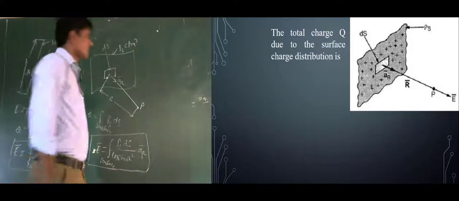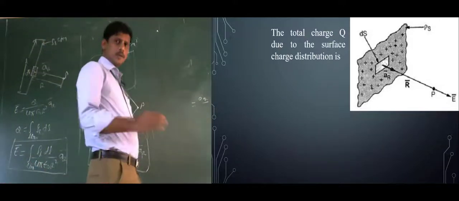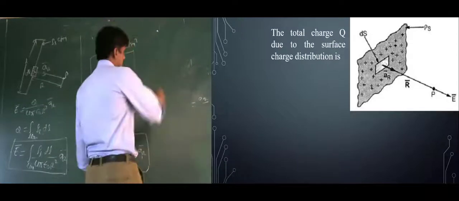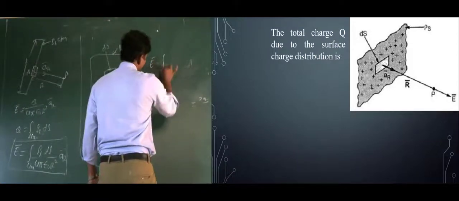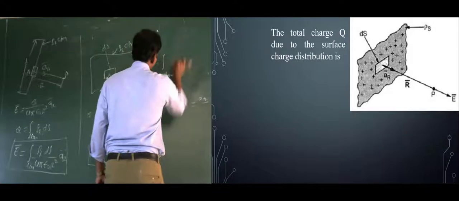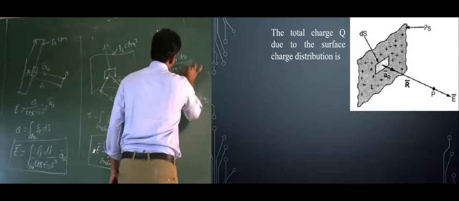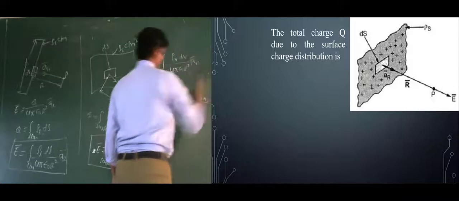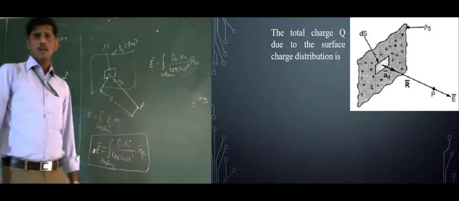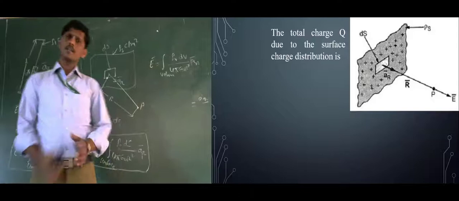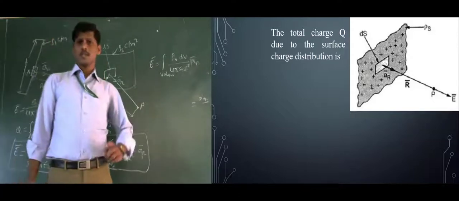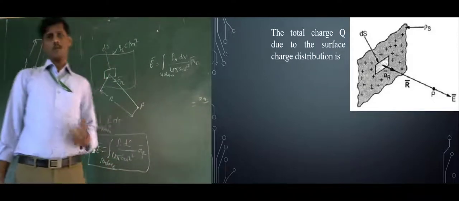Similarly, the electric field intensity due to volume charge distribution is E bar equal to the volume integral of rho v dV by 4 pi epsilon naught r square into AR, where AR bar is the unit vector in the direction normal to the differential or elementary volume.